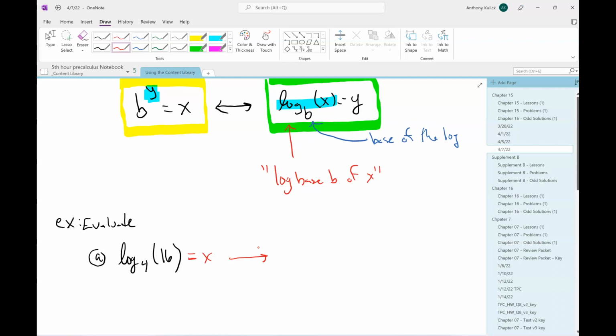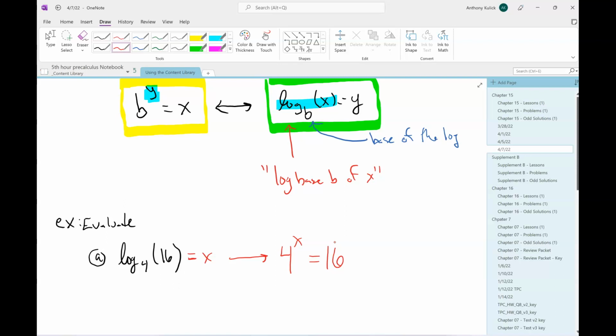What would I have to write here? Yeah, so I have something like the green box above, and I want to rewrite it as the yellow box. So what do I write? 4 to the x equals 16. Everybody's cool with how I did that?